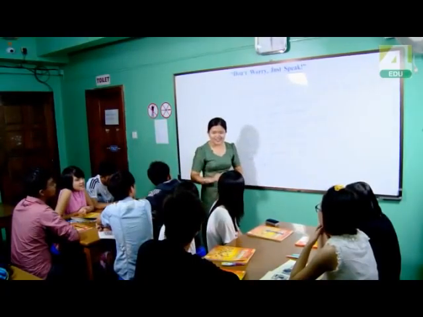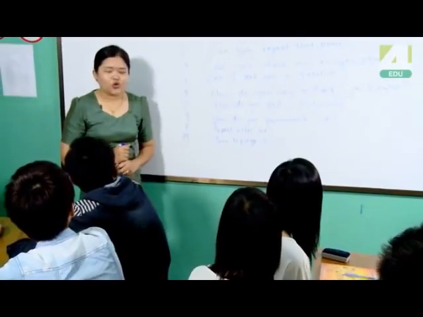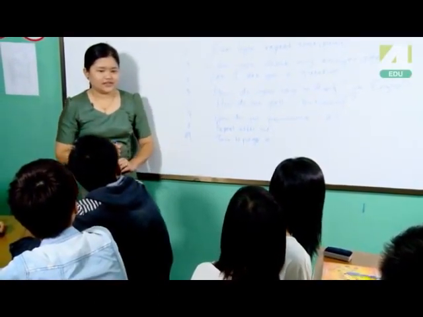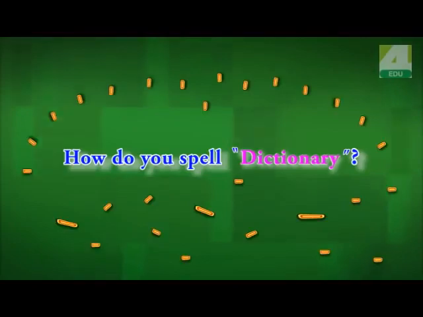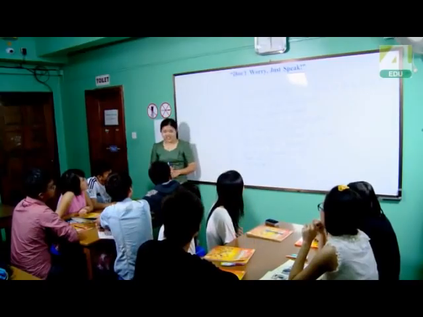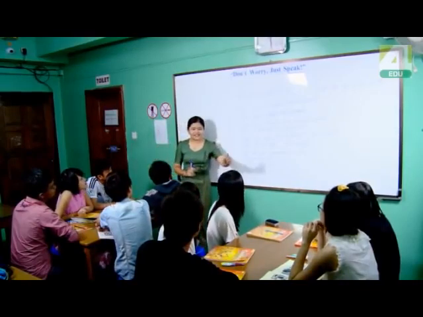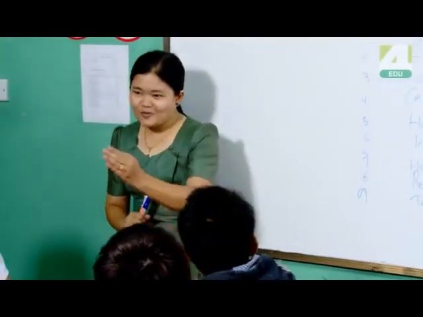And this time, your turn. Okay, and you don't know the spelling. How do you spell dictionary? Okay, thank you. Everybody, is she correct? Yes, she is. Okay, so 1 point. 2 points. Okay, and this time, gentlemen.